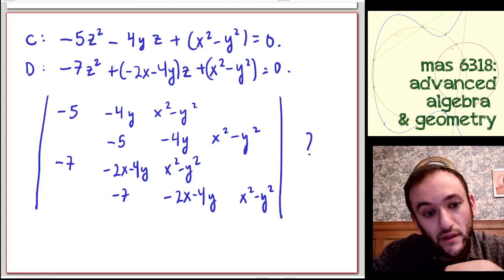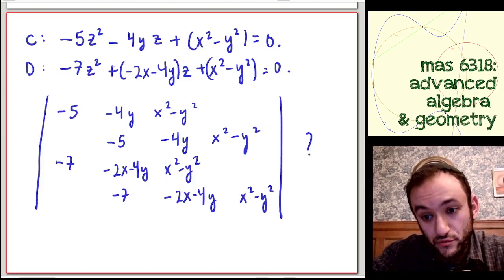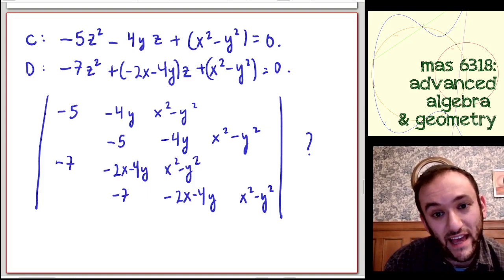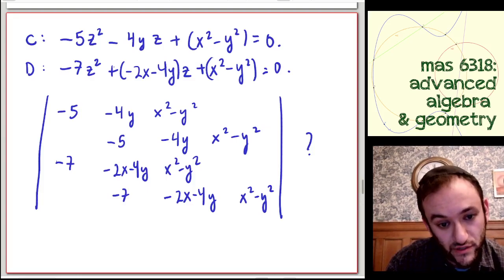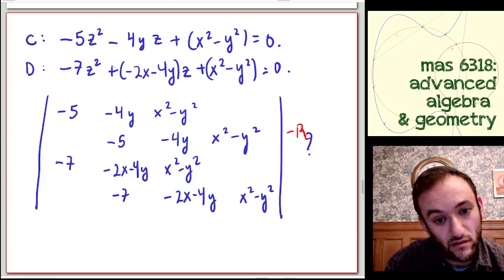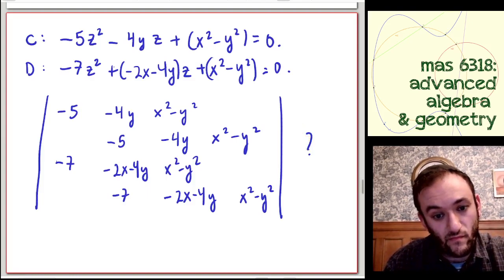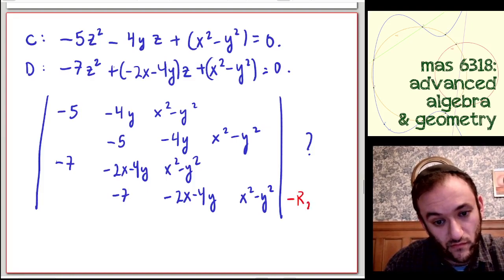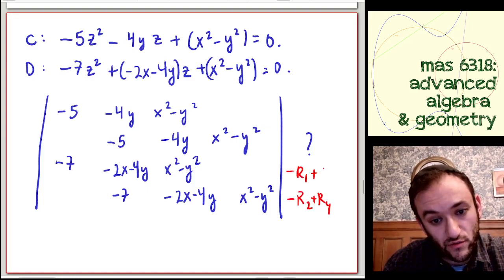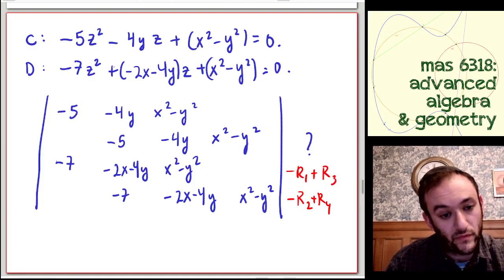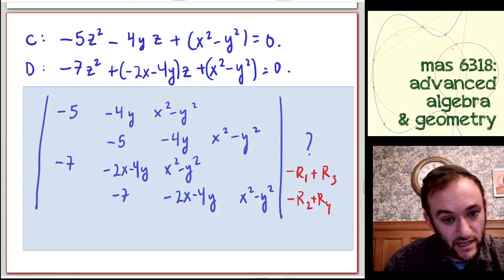Now, row operations don't change the determinant. So I can add minus row 4 to row 2, sorry. Actually, let's do it the other way. Why not? And also minus row 1 to row 3. Okay? And what we get, I'll do on the next page.